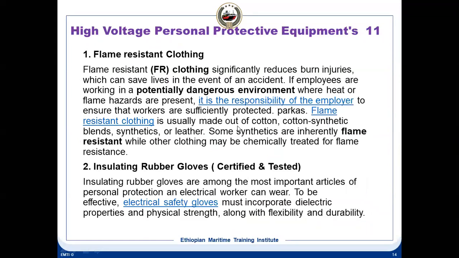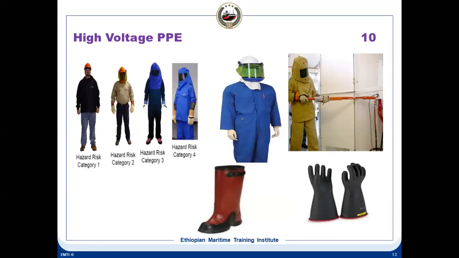Flame resistant clothing is made out of cotton, synthetics or leather. It depends upon what category you are going to work, category 1, 2, 3, 4. So we will see in the coming slides what these categories are. And some synthetics are inherently flame resistant, while clothing may be chemically treated to be flame resistant. Even the flames, it can resist the flames. Something like a fireman suit, that is also what we use for a fireman suit. So it's flame resistant clothing, a special type of material. So this is the dress you have to wear, flame resistant materials. It is something like this.